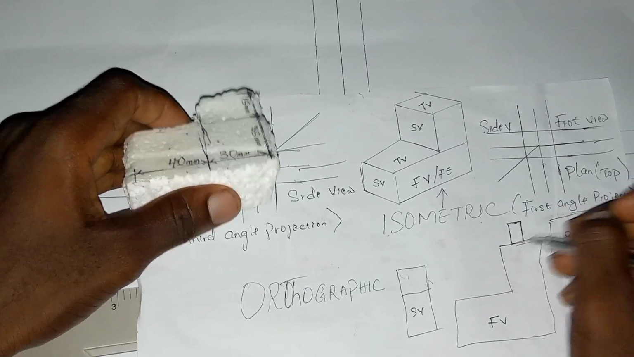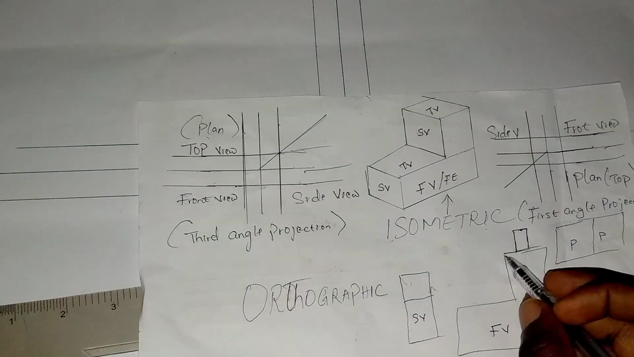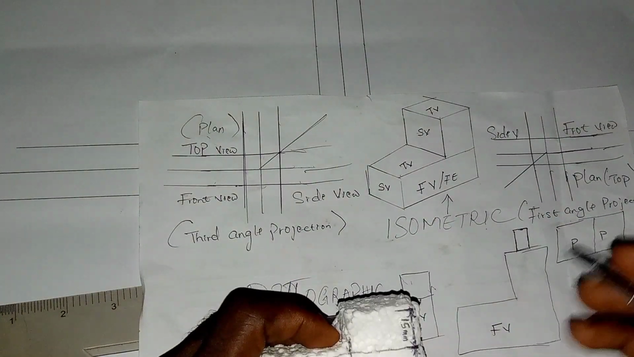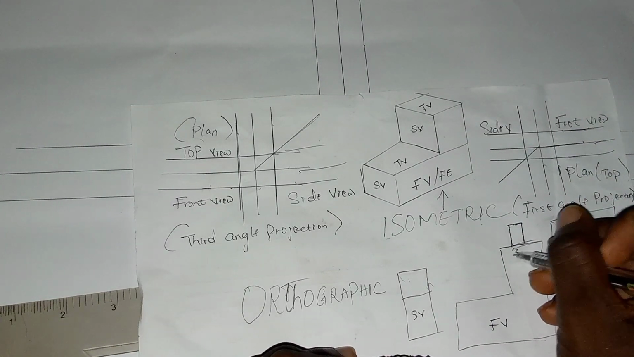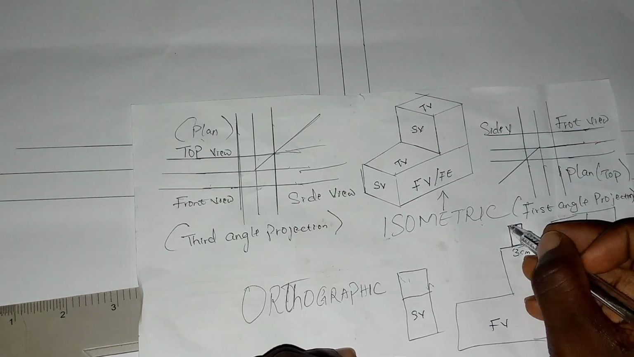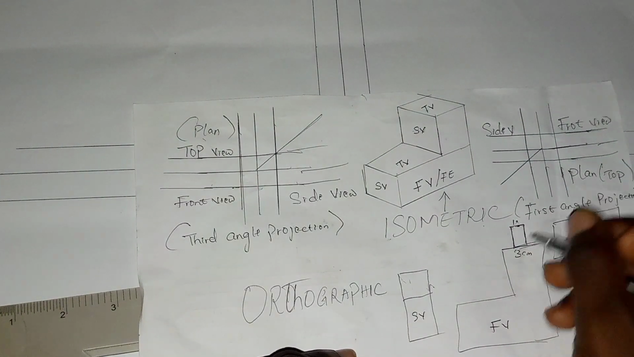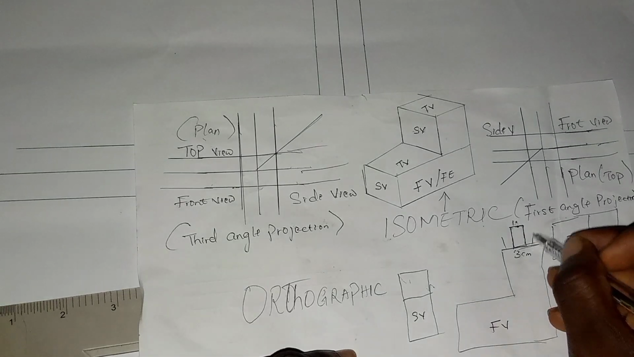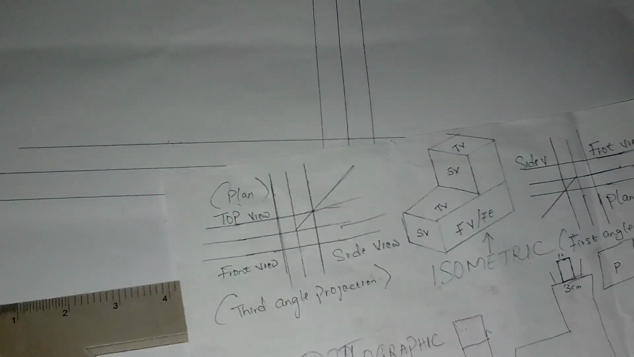Let's just make a brief sketch. Let's use this as an imagination, 3 centimeter. Now from this point to this point is 1 centimeter, which we know we have 1 centimeter here, 1 centimeter here. So this axis is actually the front view.